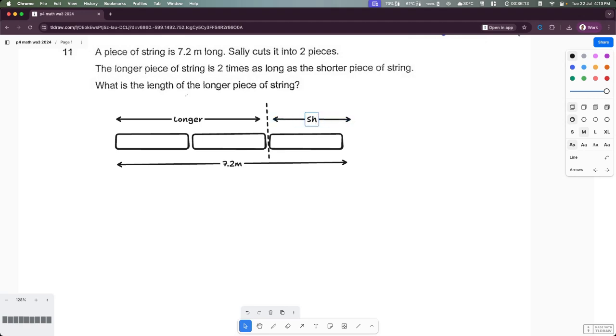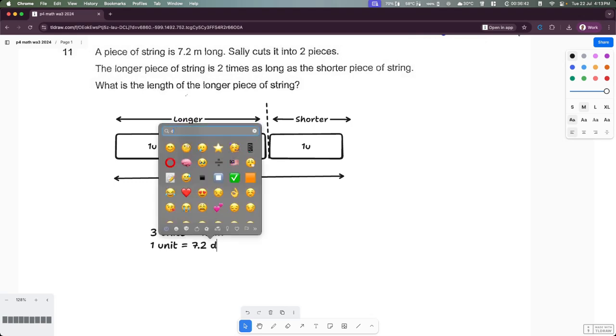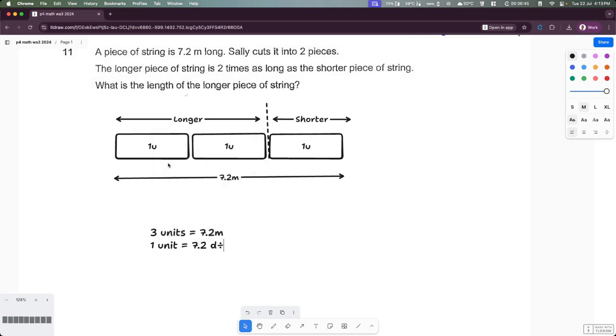So what is the length of the longer piece? I think it's pretty straightforward. In this case, you have 1 unit, here is also 1 unit, and here's also 1 unit, right? So what we can do is say 3 units, you can put 3U as well, 3 units is equal to 7.2 meters. 1 unit is equal to 7.2 divided by 3, and this gives you 2.4 meters.